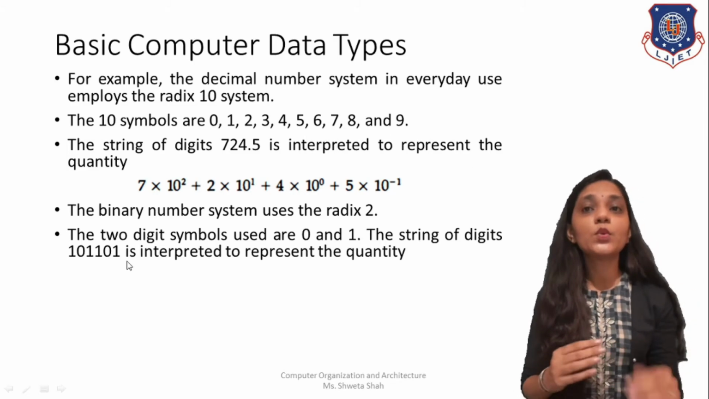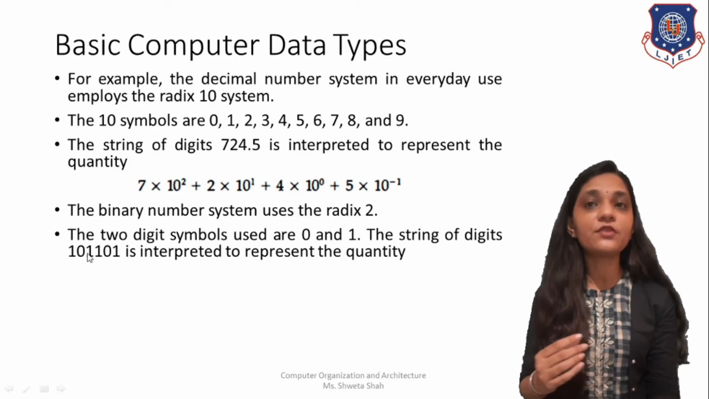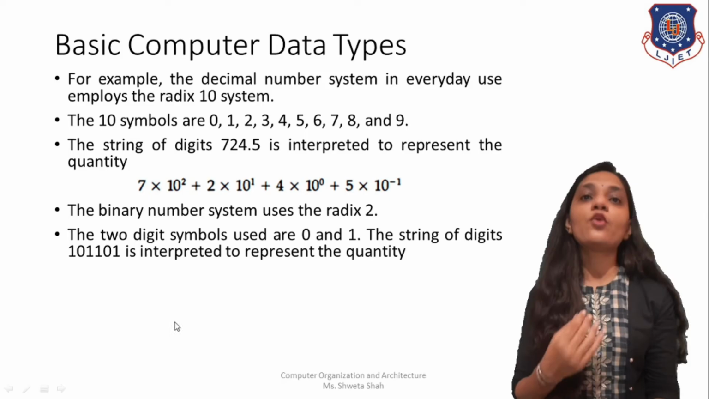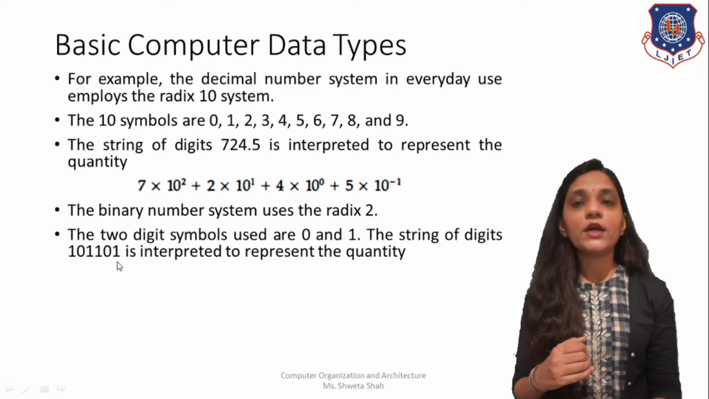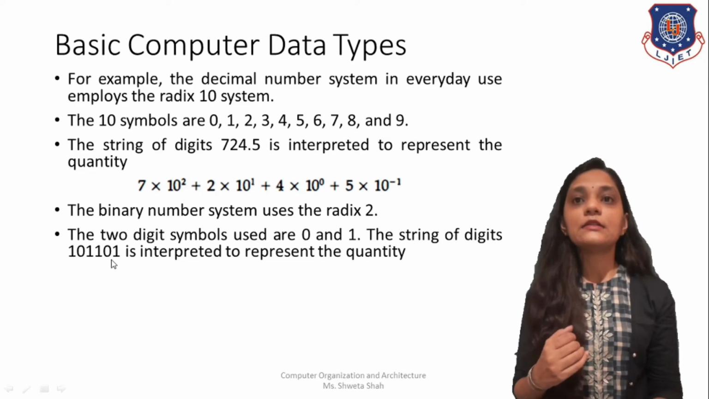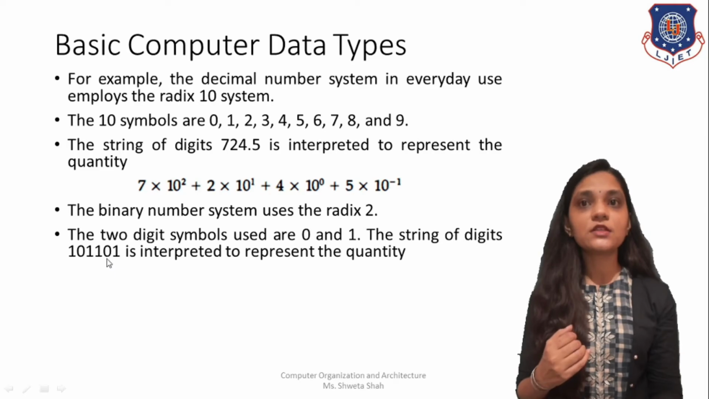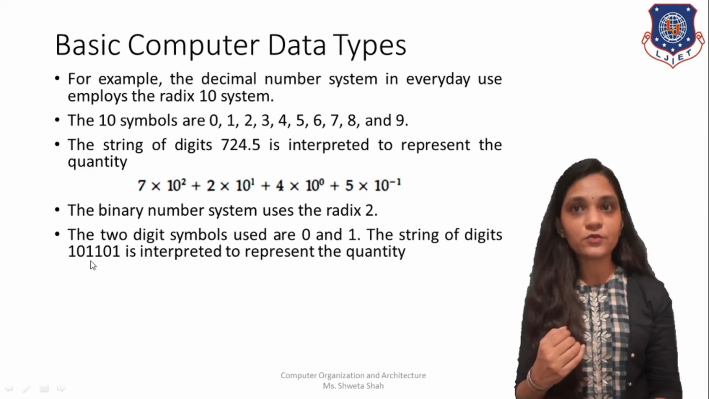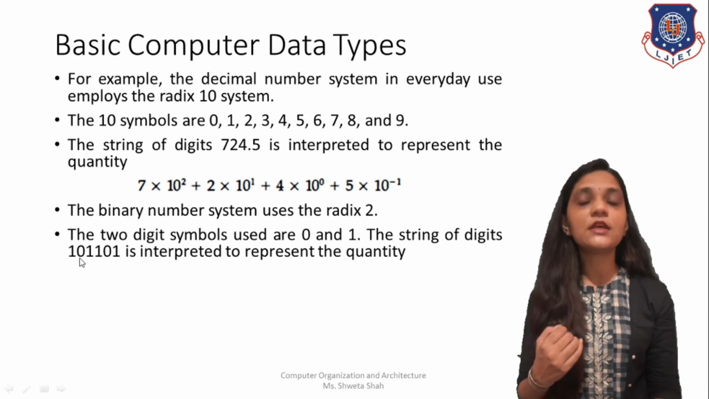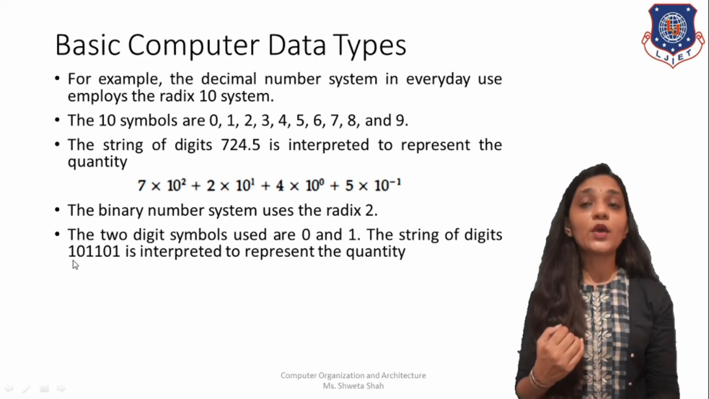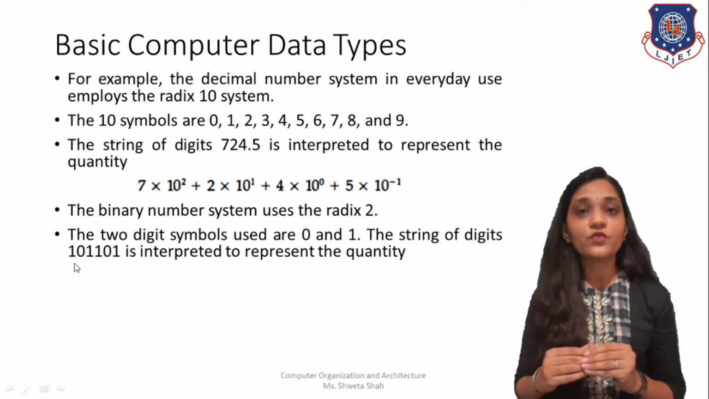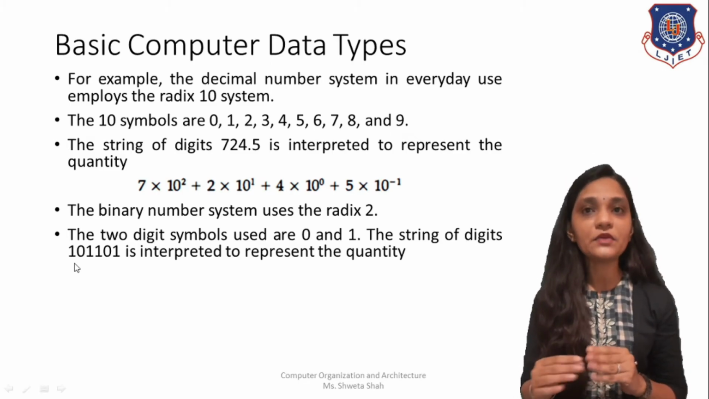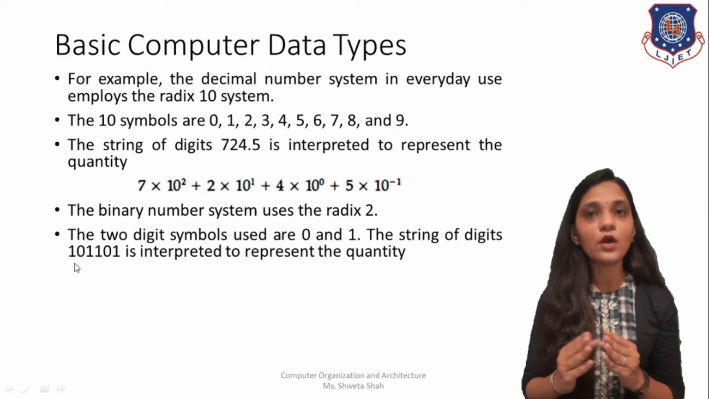So what we require is to multiply each and every 1 and 0 by a power of 2 according to its position. Here this 1 is at the 0th position, this 0 is at the 1st position, this 1 is at the 2nd position, this 1 is at the 3rd position, this 0 is at the 4th position, and this 1 is at the 5th position. Here we have used a radix 2 system, that means our base will be 2. So we have to multiply each and every 1 and 0 by a power of 2 according to position.